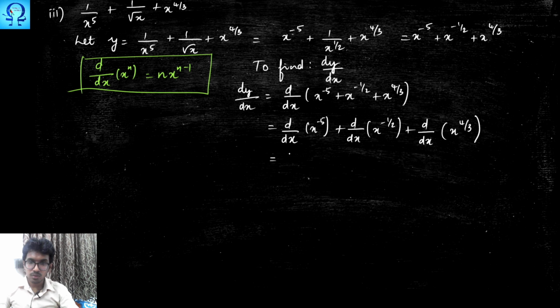Since we do not have any constant multiple, let me write it in white color itself. In the place of n, we have minus 5 here. So minus 5 x power minus 5 minus 1. Then plus, the n is minus half. So x power minus half minus 1.